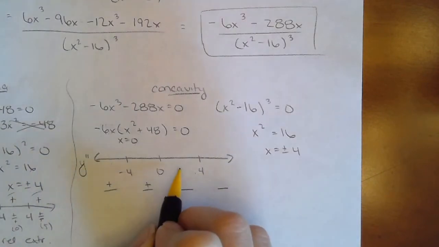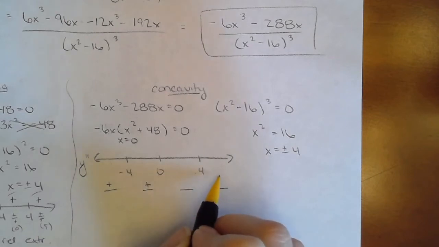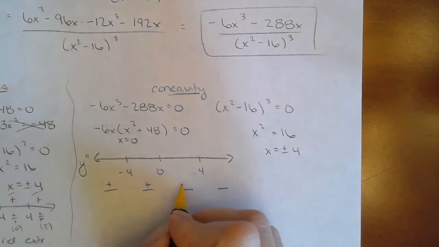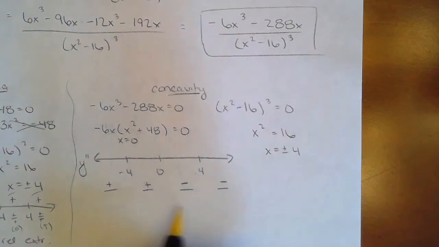Over here, I'm going to plug in positive numbers like +1 or +5. When I take negative 6 times 1, I get a negative. When I take negative 6 times 5, I get a negative. So those are my numerators. Now let's look at the denominators.